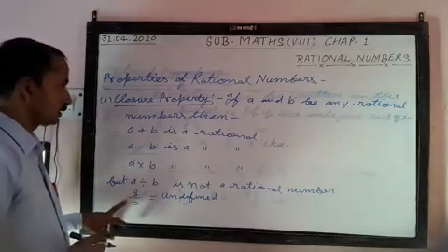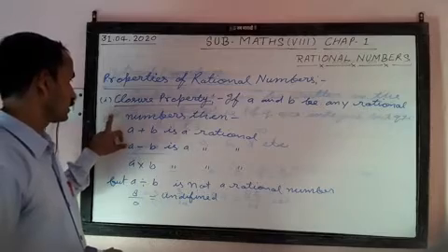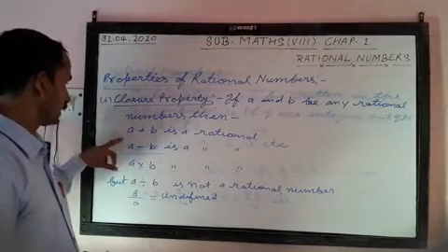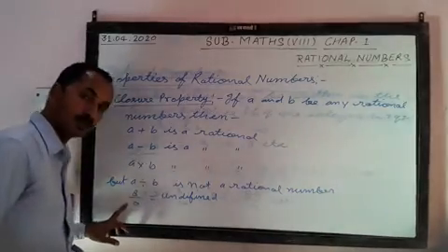Okay, so this is the closure property. We can say that our rational numbers are closed under addition, subtraction, multiplication, but not for division. That clear? Note it down.